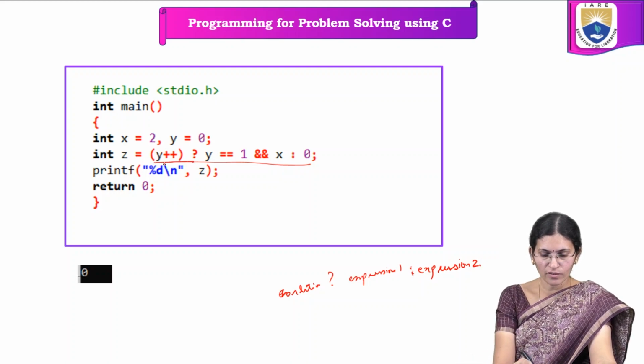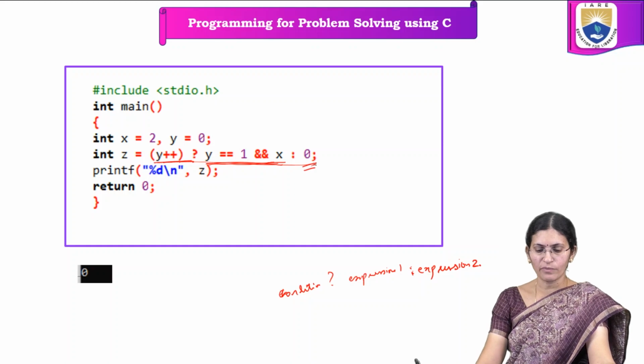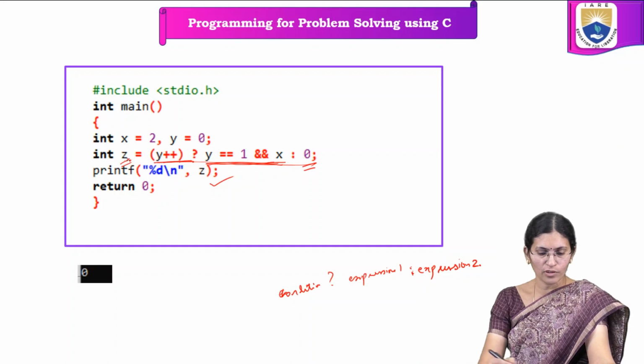So this is the condition which is to be evaluated. If this becomes true, this expression will be evaluated. If it is false, then this will be evaluated here. And then after that, the value which is obtained with this conditional operator is assigned to the variable z. So if you execute this program, you will get the answer as 0 here.